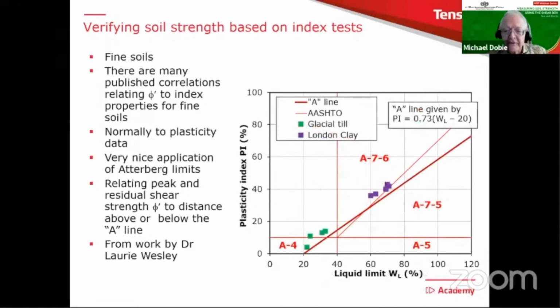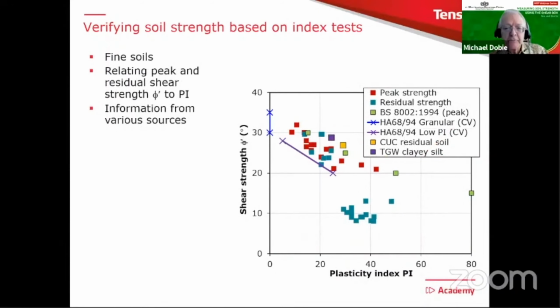So, it's like this. There is a typical Atterberg limit diagram and plasticity chart. So we were talking about distance above the A line, that little blue arrow, or distance below the A line. That's what that meant in the horizontal axis of that previous diagram. Very useful. Here's some more published data.